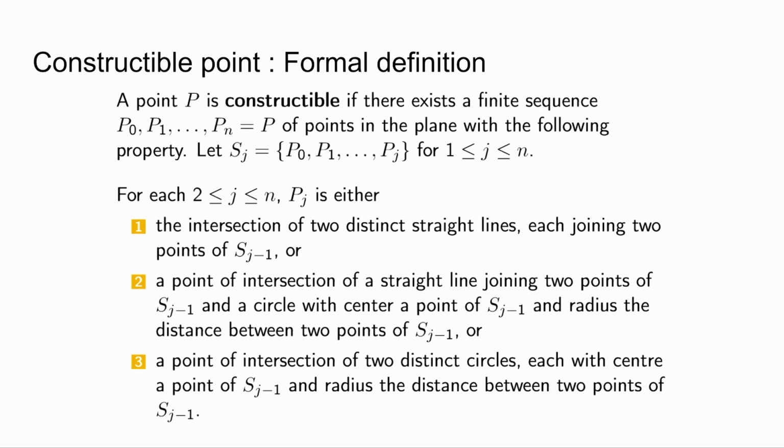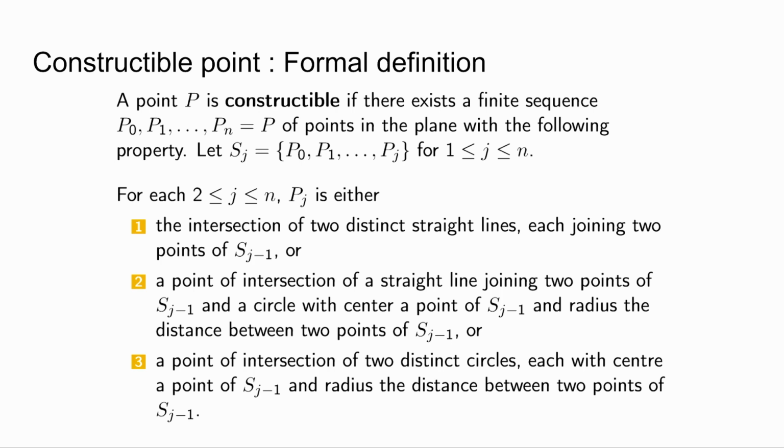First, a point is constructible if there exists some finite sequence of points constructed before, and they must follow this property. If we let S sub j be some subset of this sequence, then the last point in this sequence has to follow exactly what we talked about earlier: intersection of two lines, intersection of a line and circle, or intersection of two circles.